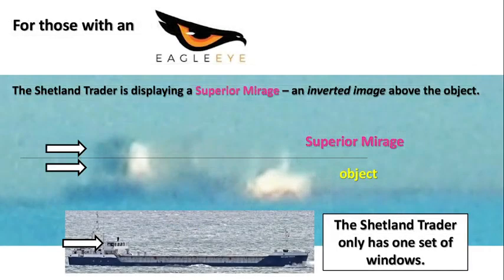For those with an eagle eye, the Shetland trader is displaying a superior mirage, an inverted image above the object. The Shetland trader only has one set of windows.